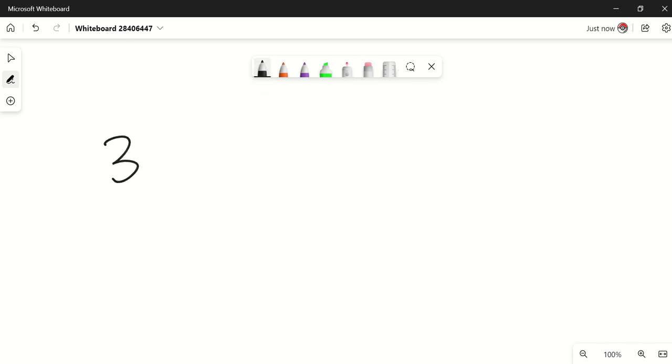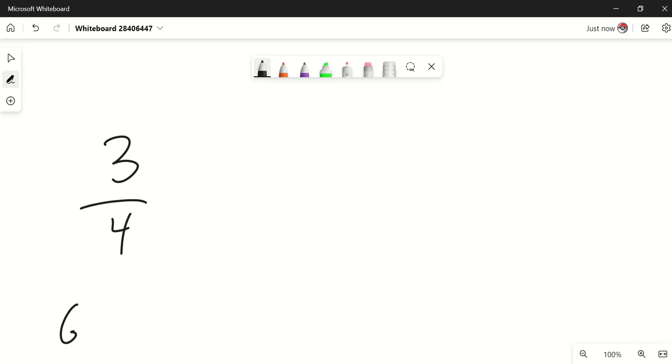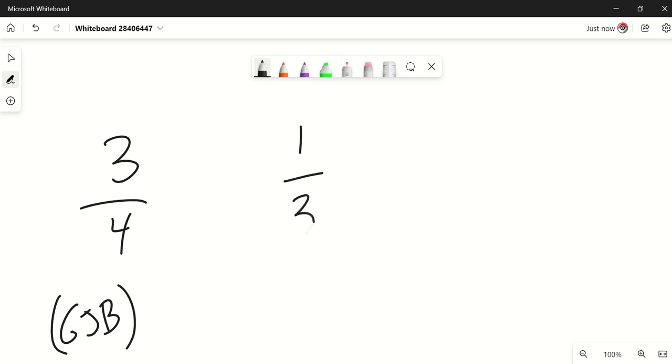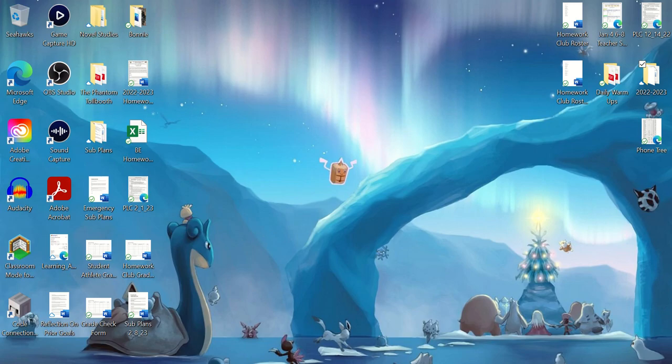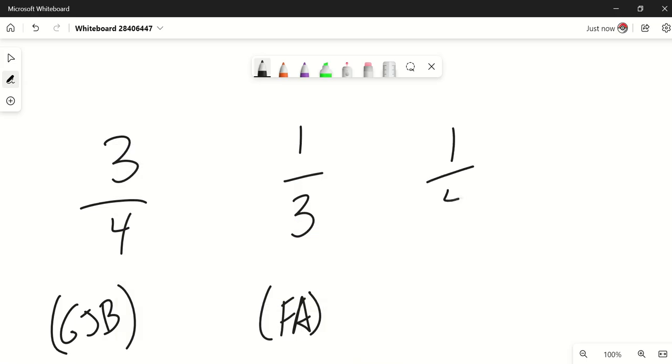Okay, let's do this again. 3/4, which is representative of the green June beetle. So I'm going to put that there. Fire ant, which is 1/3, or FA for fire ant. And housefly, which is 1/4. I'm just going to put HF for that.